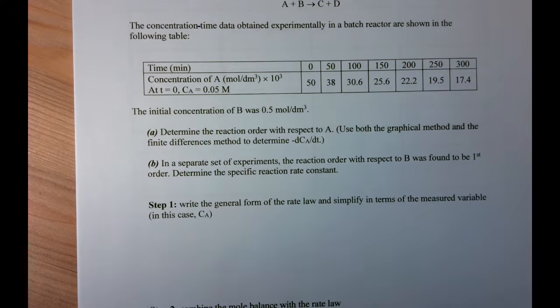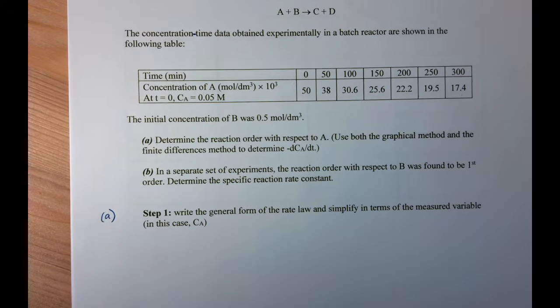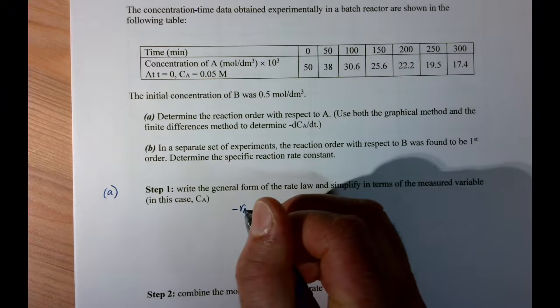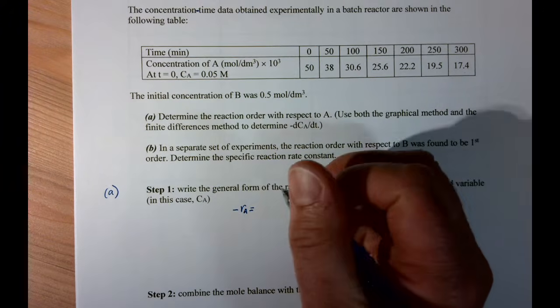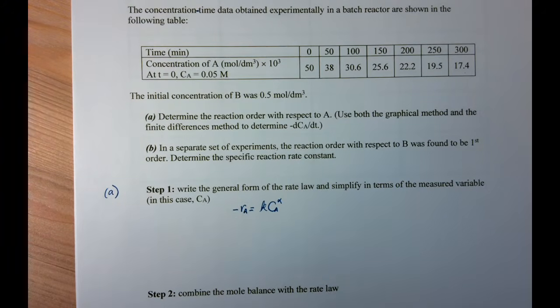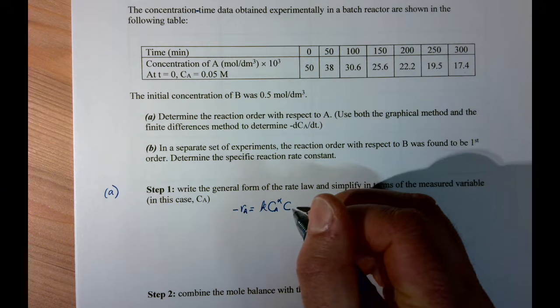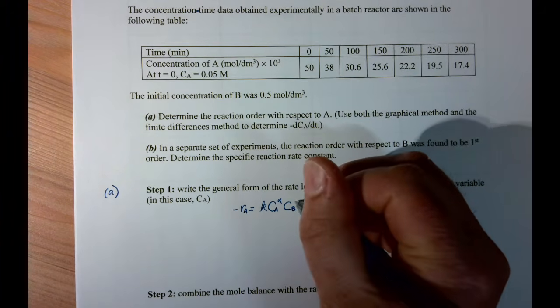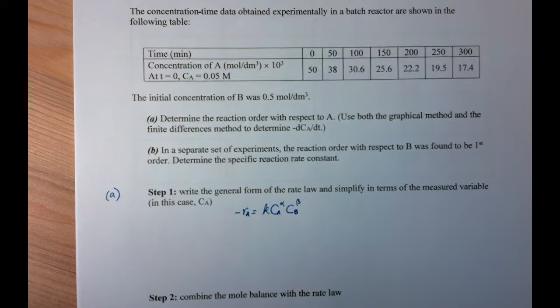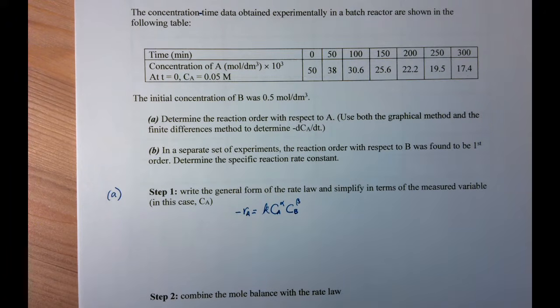So the first step we need to follow is to write the general form of the rate law and simplify in terms of the measured variable. In this case, the measured variable is Ca. So negative Ra is going to be K times Ca to the power of alpha. I don't know what that value of alpha is, but I also have my reactant B, and that could be influencing the rate law. So I'm going to write Cb to the power of beta. I do not know what beta is.